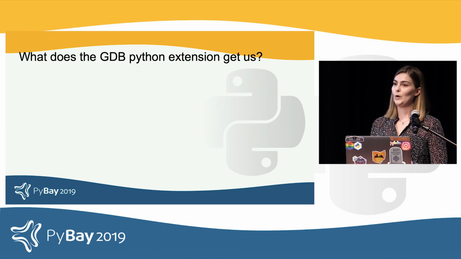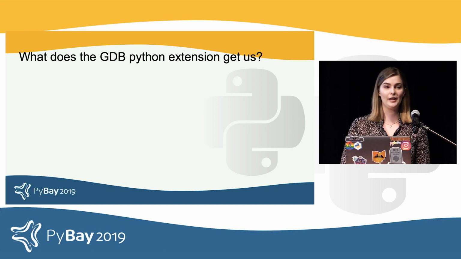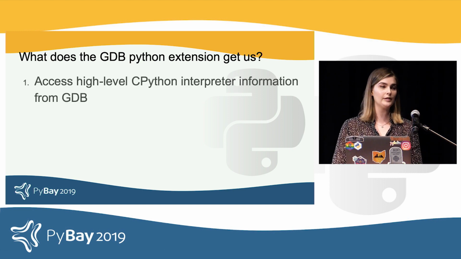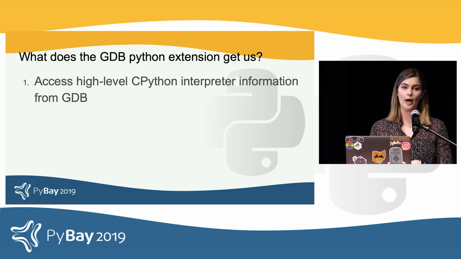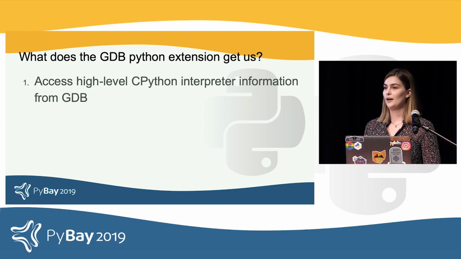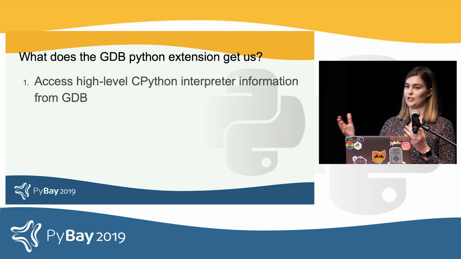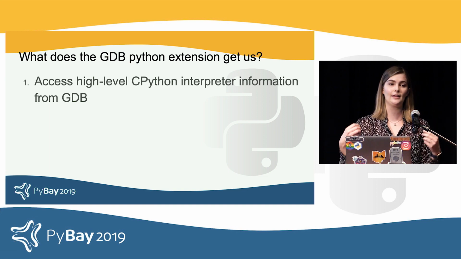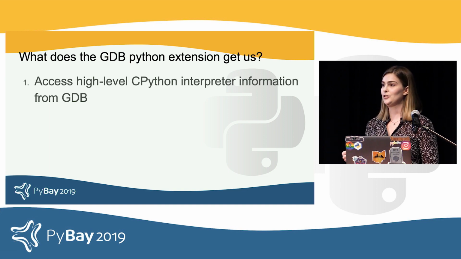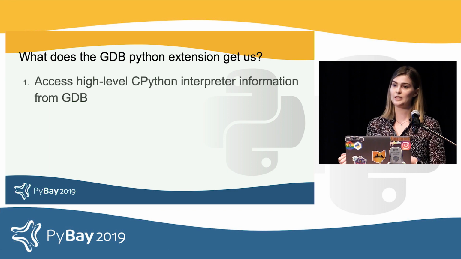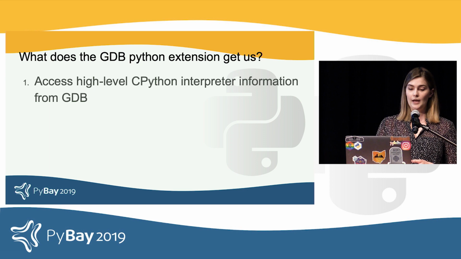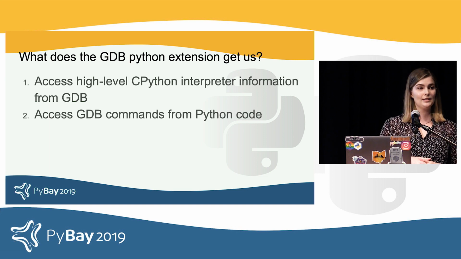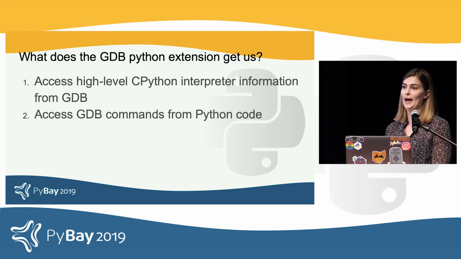So what do we get? Well, we add GDB extensions. First thing, of course, we have access to high-level C Python interpreter information from GDB. So now we no longer just see that that PyObject is a generic pointer. We now know it is a Python object. We also get a bunch of new commands that are Python specific, like py-list and py-bt, which I'll show you on the next slide. In addition to that, we can access GDB commands from Python.